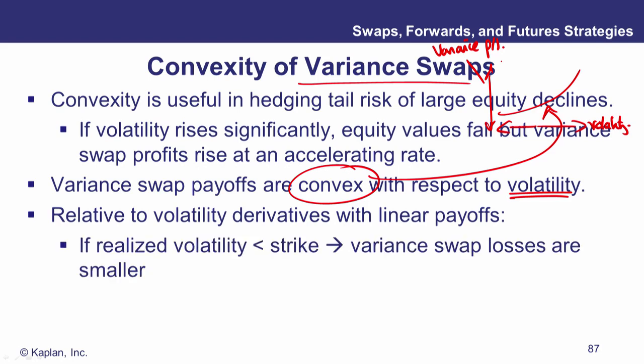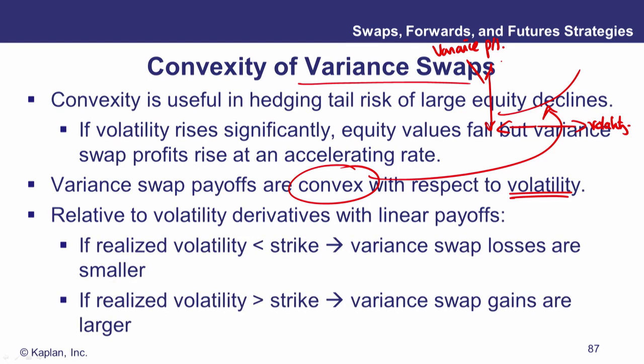Volatility derivatives do have linear payoffs because they're based on volatility. But this convex nature of variance swaps is a good thing. Convexity, very much like bond prices, is a good thing. It means losses are smaller when things go against us. In other words, when volatility levels fall, variance swap losses are smaller. And when things go our way, variance swap gains are larger due to this convexity. This is convex for a variance swap. This would just be linear Vega. Okay.